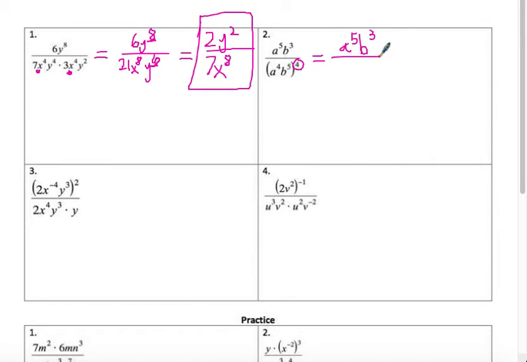And then I'm going to apply that exponent to everything in the parentheses. So a to the fourth power would be a to the 16th. And b to the 5th to the 4th power will be b to the 20th.